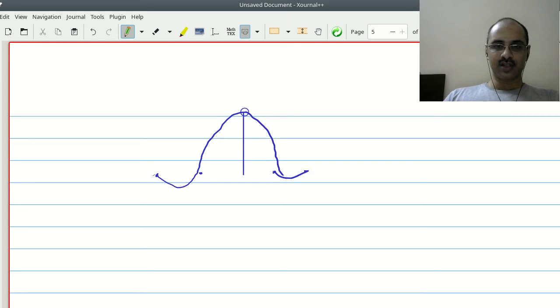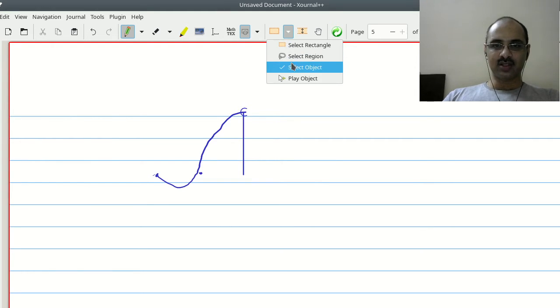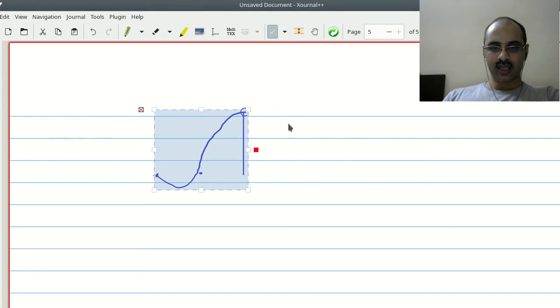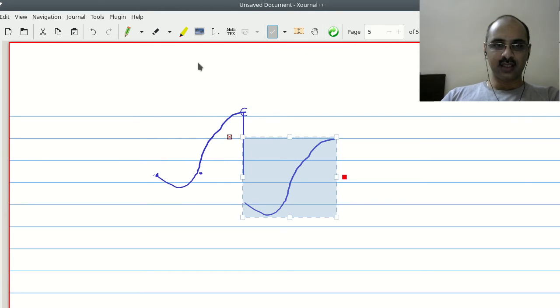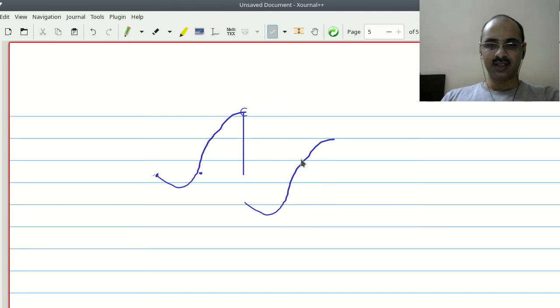A very poorly drawn sink, but it's a sink. Let me cheat by copying this object and pasting it, and then maybe I can just flip it. Okay, let me not do all that. I'll actually just directly draw the other part in a nice way.